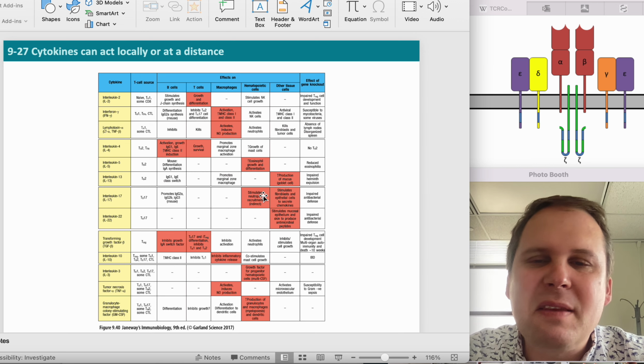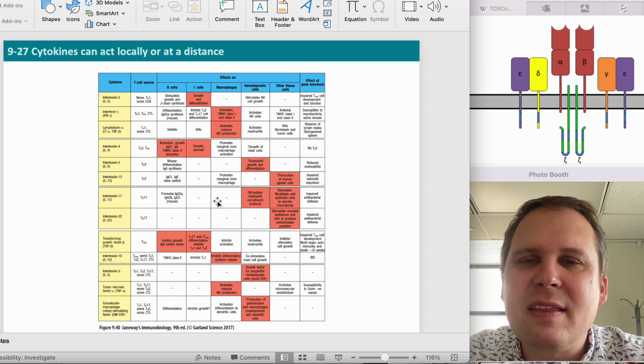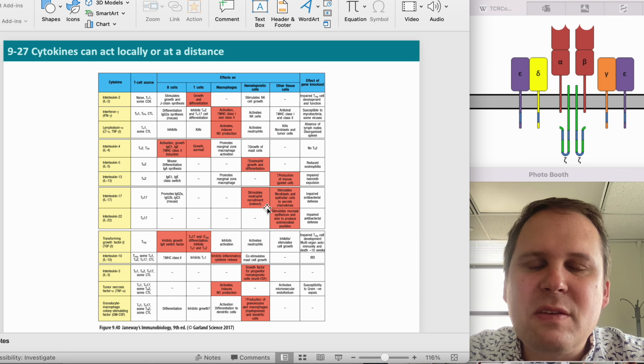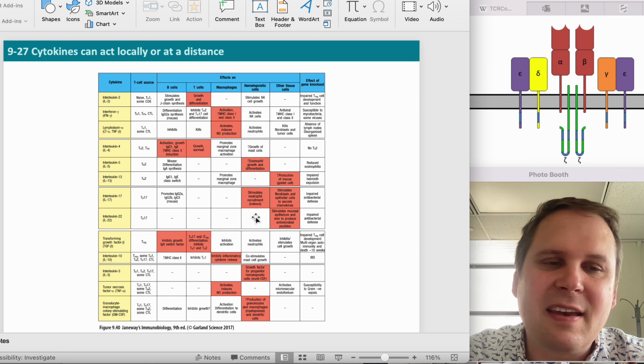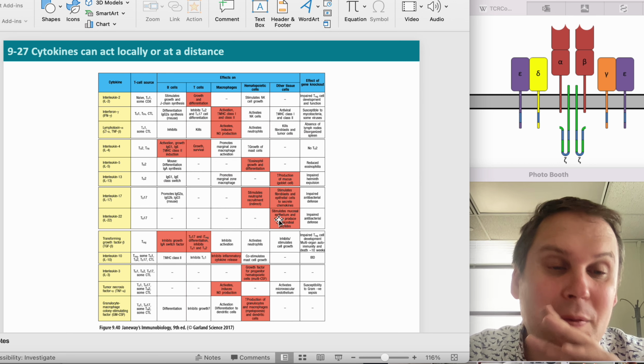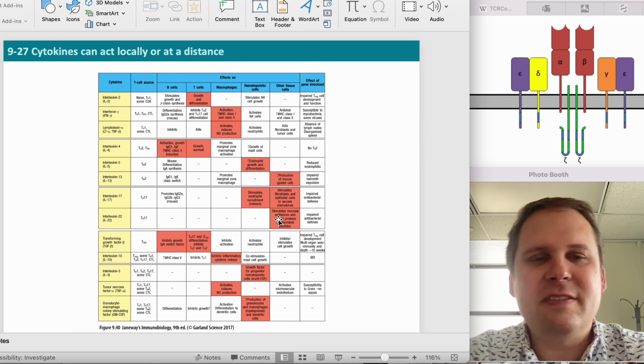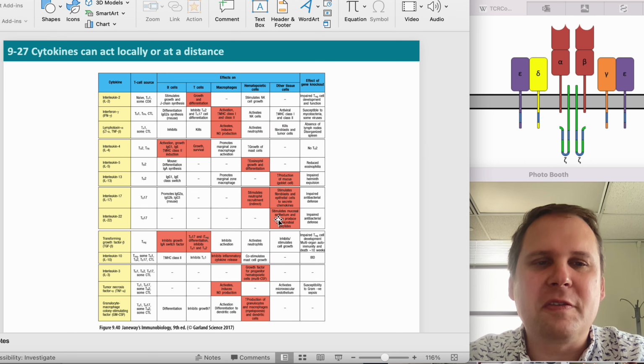So IL-17, mostly in these sort of hematopoietic stem cells, is going to stimulate neutrophil recruitment. So they're going to be recruited to the site. IL-17 is like a little trail of candy, and they're going to follow it right into the site. So that's how Th17 cells call neutrophils to them.